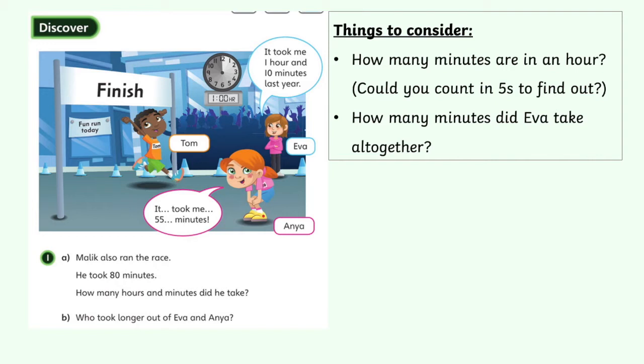Question 1 today says Malik also ran the race. He took 80 minutes. How many hours and minutes did he take? And part B says who took longer out of Eva and Anya?